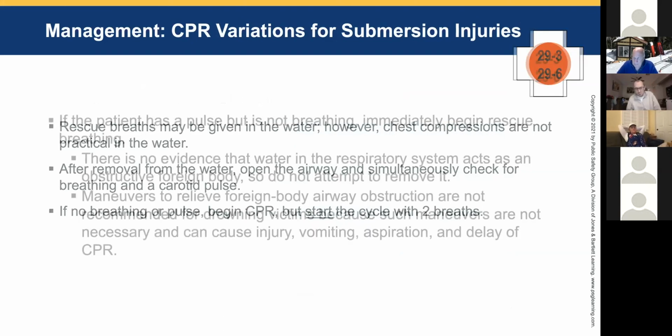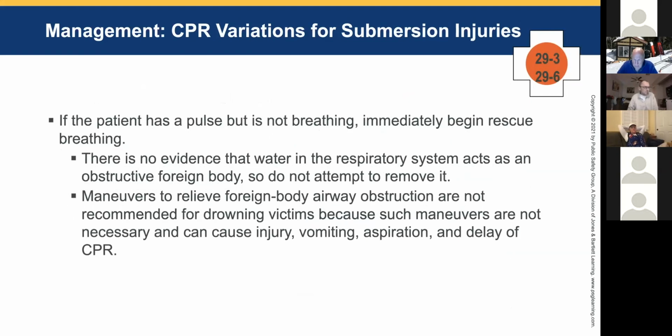What's the normal number of breaths we give when we start CPR? Abigail, what would you say? For regular CPR, when we do normal CPR, how many breaths do we give? Don't you usually start with compressions? Yeah, but how many breaths? 2. Well, what's the normal cycle on CPR? 30 and 2. Okay, good.